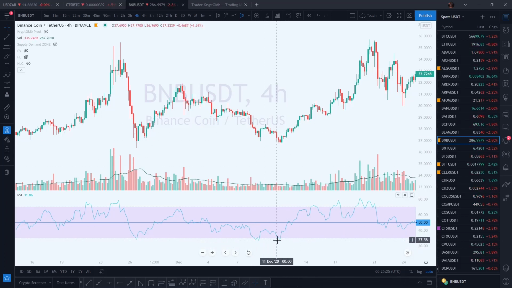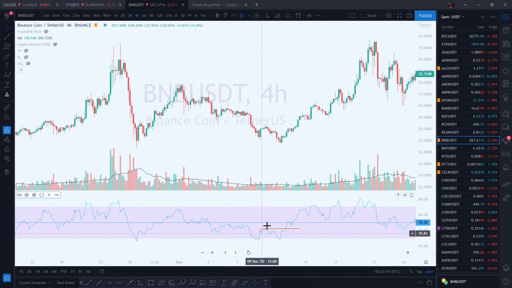This is what we call the bullish divergence. When you see price making lower lows and you look at your RSI, the low that price made there is not reflected on the RSI or the indicator. It's only a higher low. That is divergence.